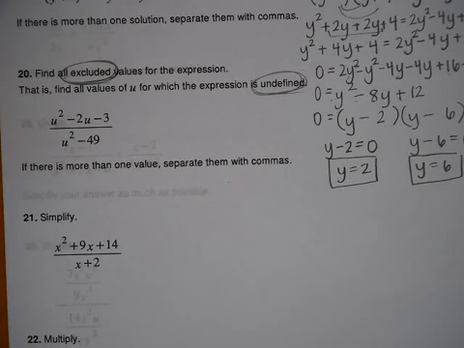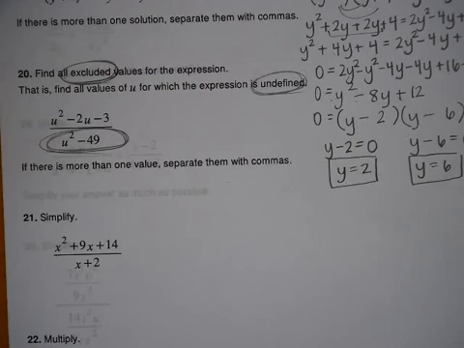So it says find all excluded values for the expression, that is, find all values of u for which the expression is undefined. So you know that this expression is undefined when the denominator equals 0. So the only thing we're worried about in this rational expression is the denominator. So when you see those directions, and you see excluded and you see undefined, the only thing you're worried about is the denominator.